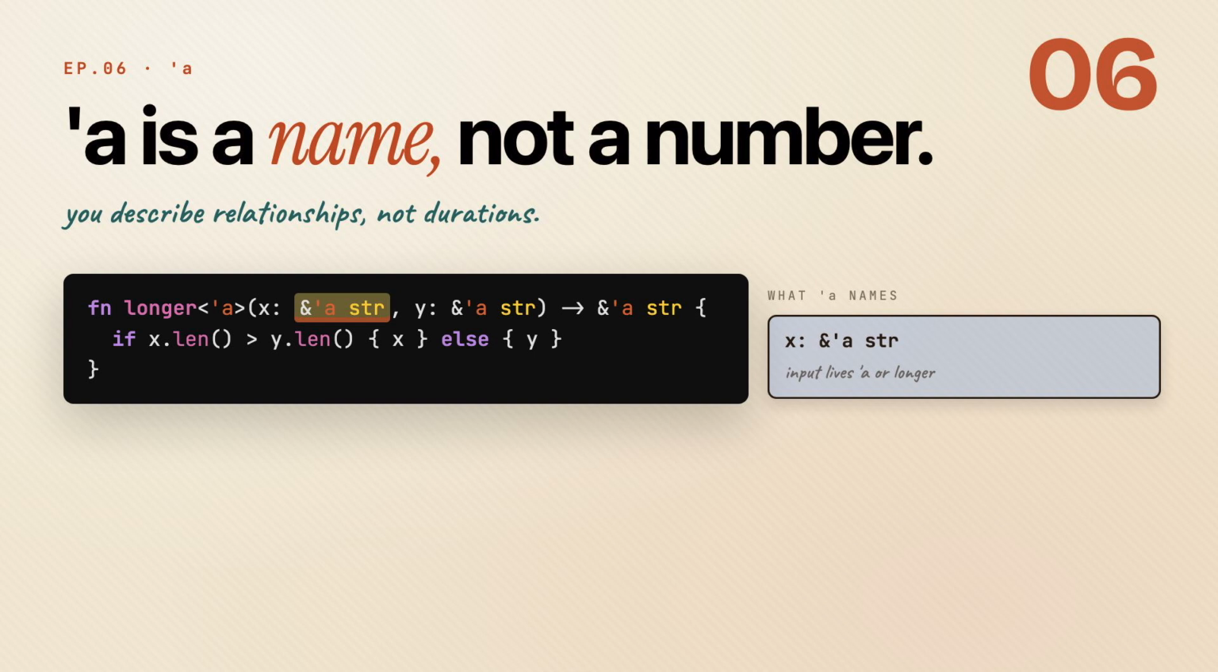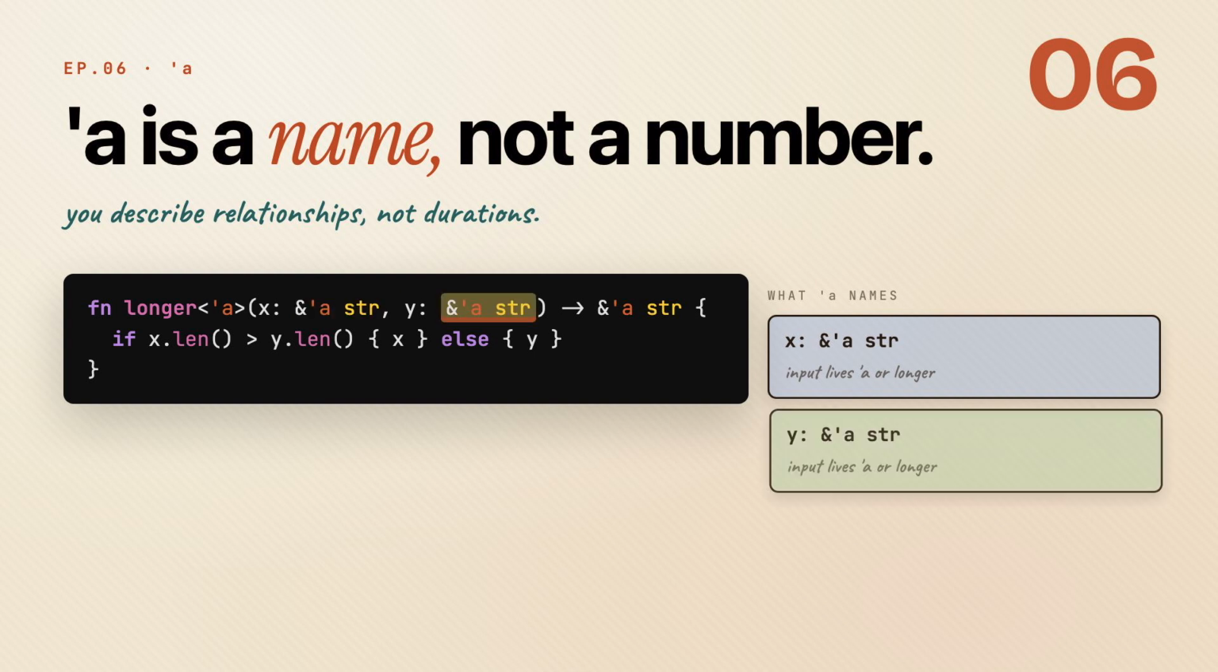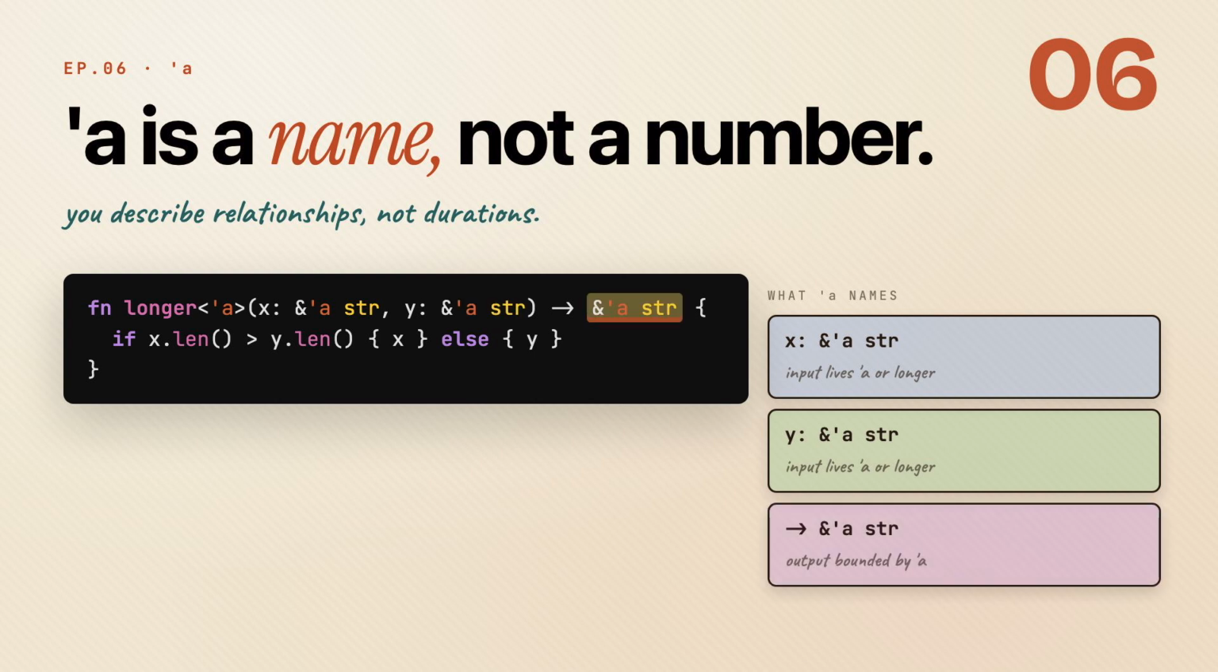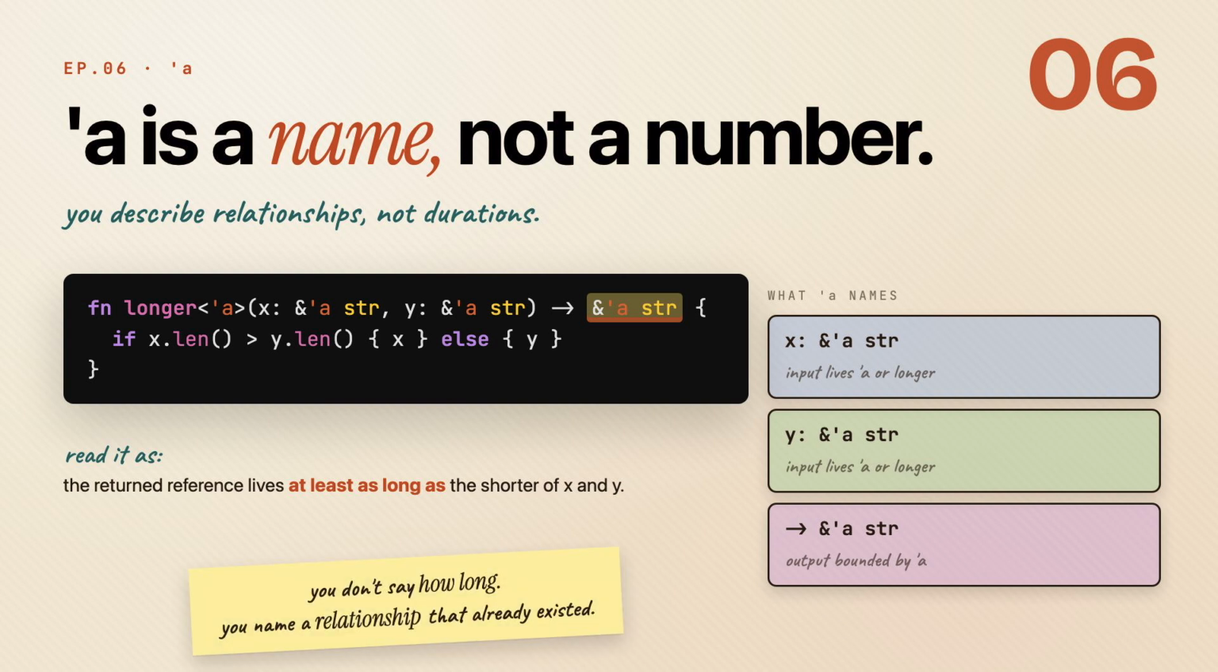x lives at least as long as tick a. y lives at least as long as tick a. The same labels on both inputs, and the output gets the same label. So the returned reference cannot outlive the input it came from. That's the whole promise. You don't say how long. You name a relationship that already existed.